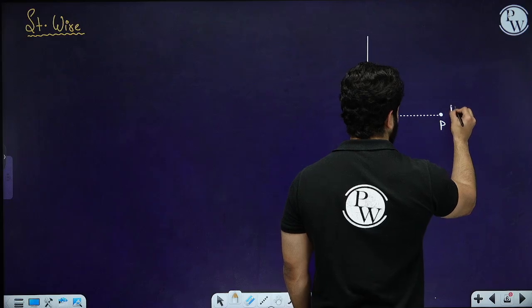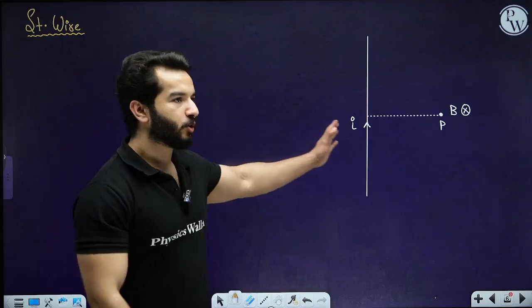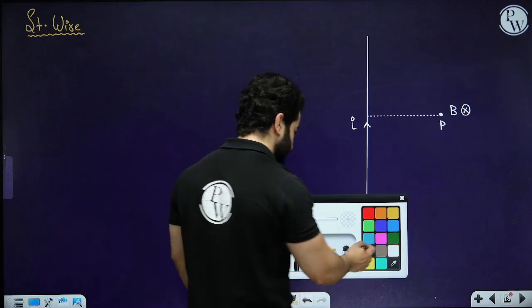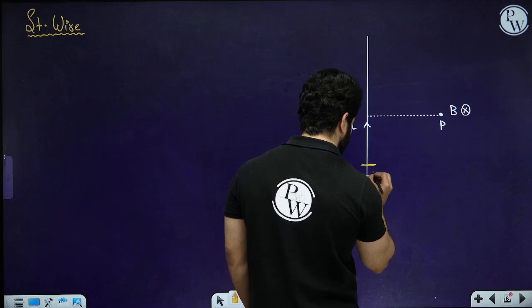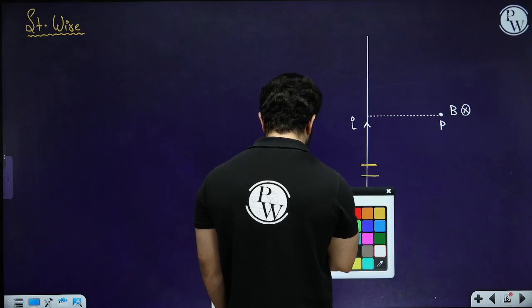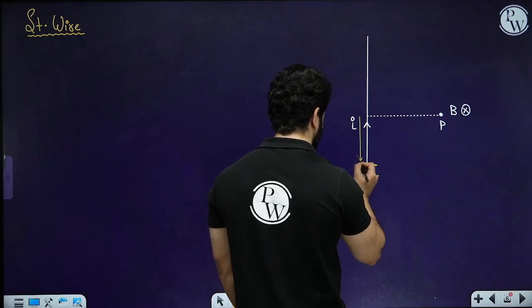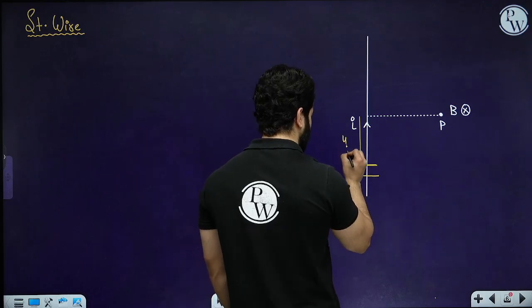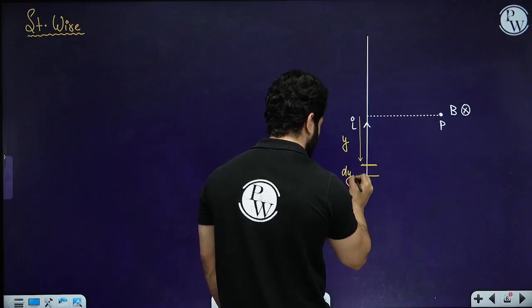Direction of magnetic field at this point is going to be just cross. At this point it's going to be cross, at this point it's going to be dot. So now what we can do is, let's suppose we have got a current element at this point, and it is at a distance of y from here. So if this is y, the length of this thing is going to be dy.